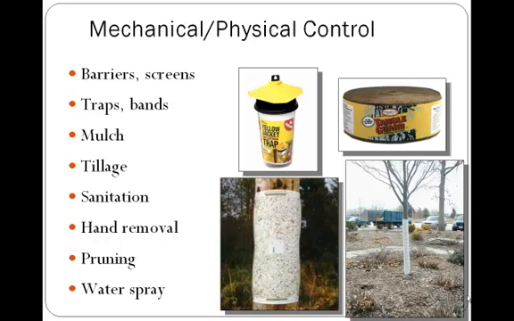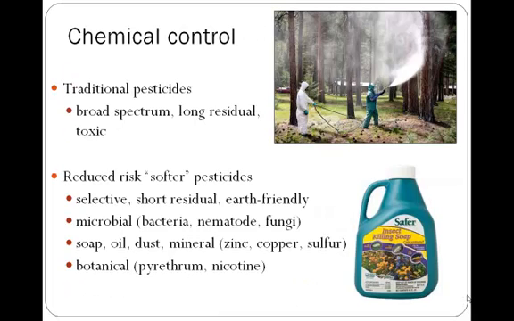So, yes, in some cases, just spraying things with a strong stream of water can be an effective control. Okay, when I think of chemicals, I broadly break them into two categories. We call them traditional or broad spectrum pesticides, and maybe you've heard of this term, maybe not. I'll cover it on the next slide. And then there are the selective pesticides, or reduced risk, or softer pesticides. Things like microbials, soaps, oils, dusts, botanicals, for instance.